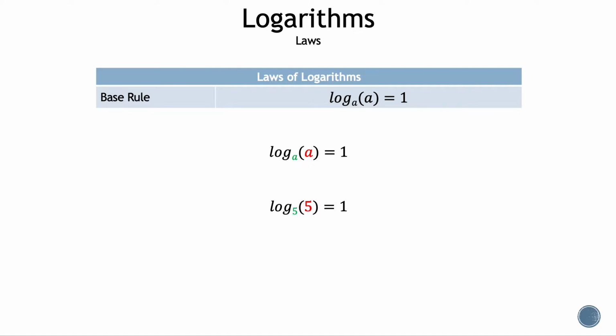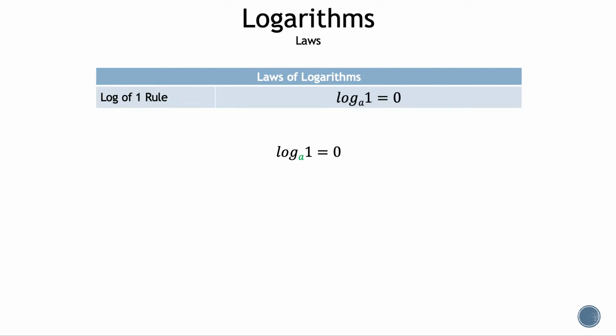Let's write down the number inside the parentheses and set it equal to the base raised to the answer. In this case, it is going to be 5 raised to the power of 1. Now we have 5 is equal to 5 to the power of 1, and that is true. Therefore, we can say that the log of 5 to base 5 is equal to 1. That means if the log of any positive real number and the base are the same, then the answer is 1. And that's the base rule.